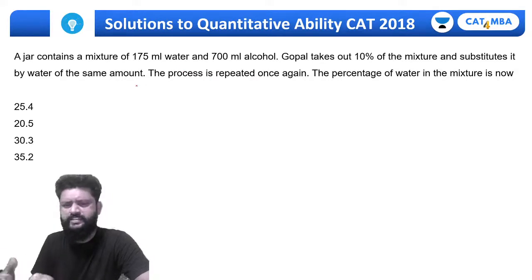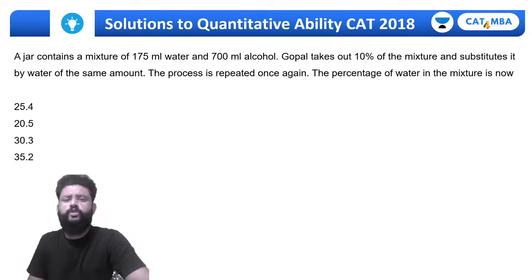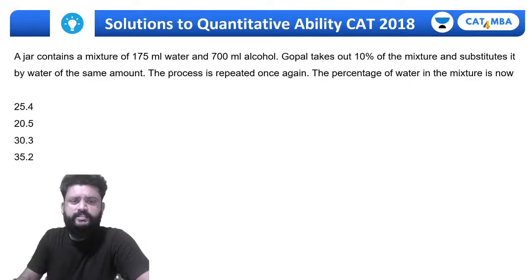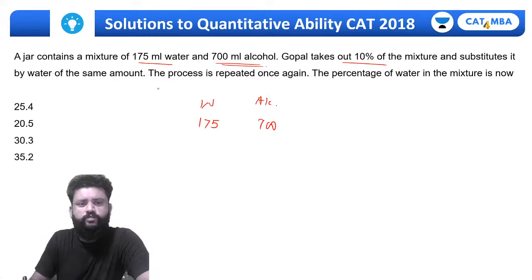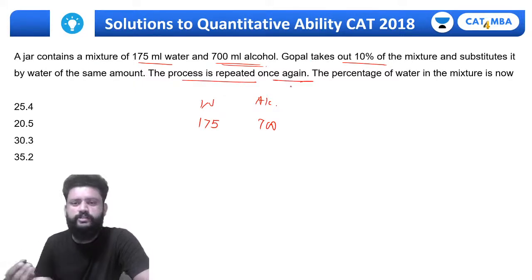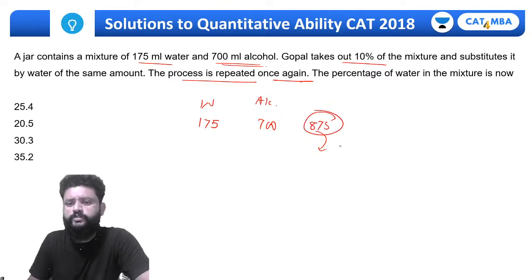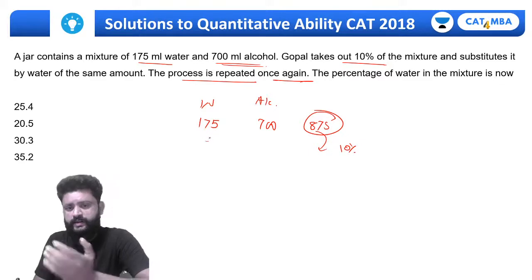Percentage का use करोगे simply तो भी चलेगा. Ratio and percentage दोनों को combinedly हमें use करना है. A jar contains a mixture of 175 ml water and 700 ml alcohol. So water is 175, alcohol 700 ml. So Gopal takes 10% of the mixture and substitutes it by water, and the process is repeated once again. That's not a big deal to do 2 times. तो अगर मैं यहाँ से 10% लूंगा, whatever the value comes, it is 875 actually. Okay, so 10% जो इससे reduce करूंगा, replace करूंगा water से.